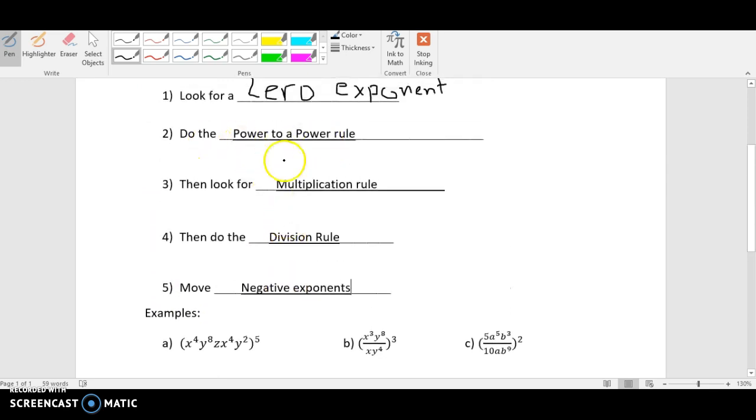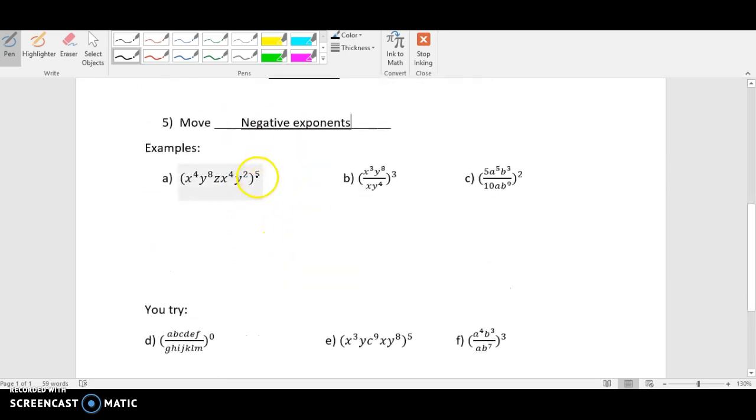The next thing I'm going to do is the power to a power rule. I see I have a power on the outside, with everything in parentheses to a power. I'll go ahead and do that. The x to the 4th is going to become x to the 20th. And the y is going to become y to the 40th. The z has a secret 1 hiding here, so it's going to become z to the 5th. The x is going to become x to the 20th. And this y is going to become y to the 10th.